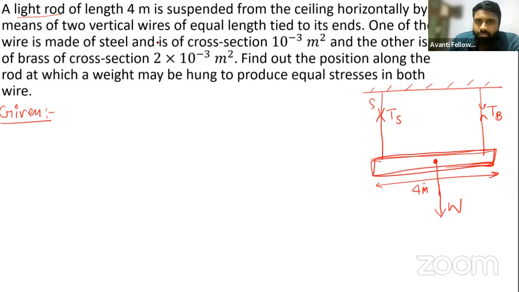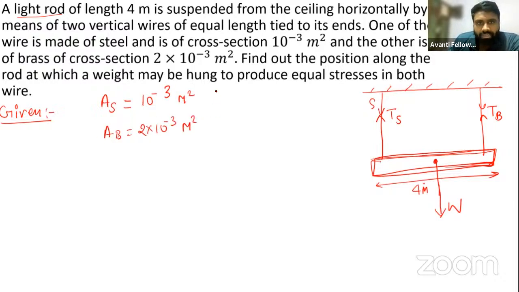So a light rod of 4 meter. The length of the rod is 4 meter, which we have already taken. Now, one of the wires is made of steel. So we will say that the area of the steel wire is 10 raised to the power -3 meter square, and the area of the brass wire is 2 into 10 raised to the power minus 3 meter square.